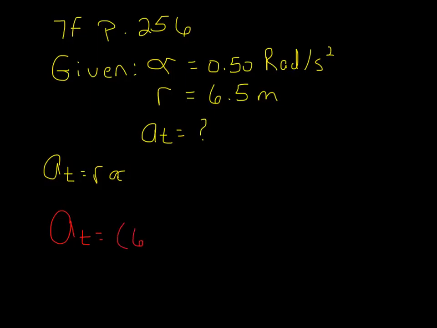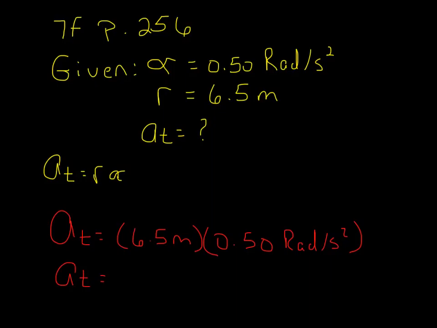Our radius is 6.5 meters, and our angular acceleration is 0.50 radians per second squared. Now when we multiply these, 6.5 times 0.5, we get 3.25.